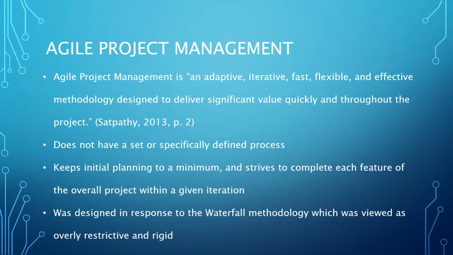Agile project management is an adaptive, iterative, fast, flexible, and effective methodology designed to deliver significant value quickly and throughout the project. It does not have a set or specifically defined process. It keeps initial planning to a minimum and strives to complete each feature of the overall project within a given iteration. And it was designed in response to the waterfall methodology, which was viewed as overly restrictive and rigid.